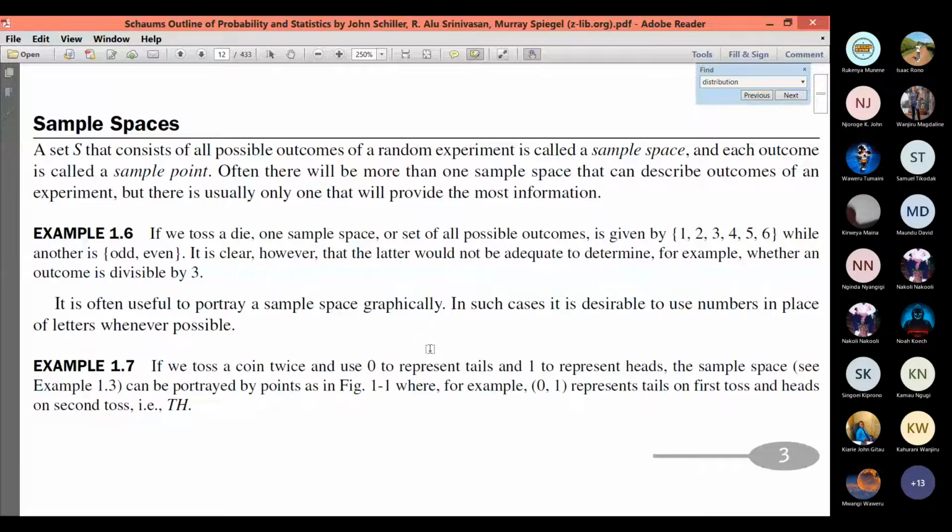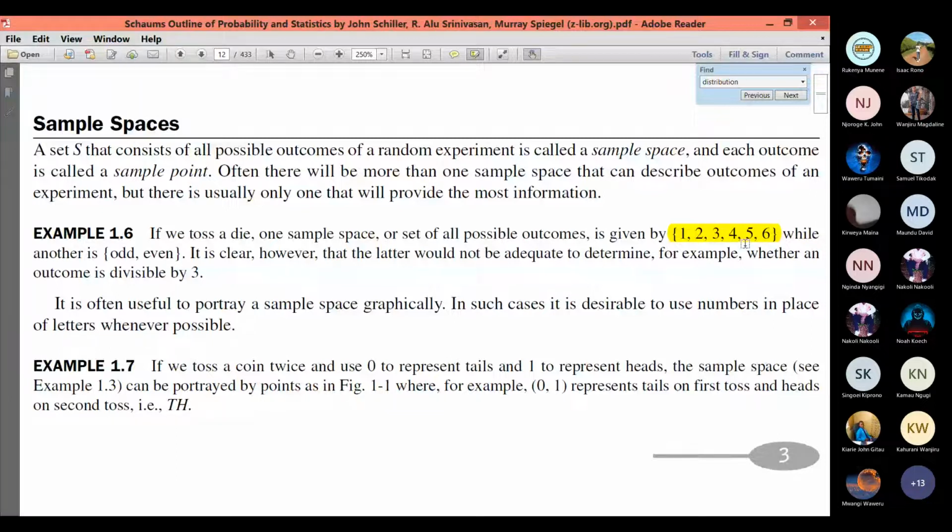Yeah, so we have sample spaces, and already you know what we mean. For example, if you are tossing a die, in example 1.6 you see that the possible outcomes are 1, 2, 3, 4, 5, 6. Each of these values within the braces is called a sample point. Now, you've come up with 1, 2, 3, 4, 5, 6, if you want a sample space of all the possible outcomes.